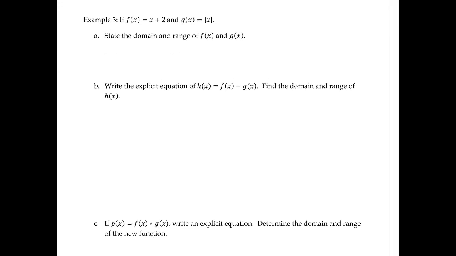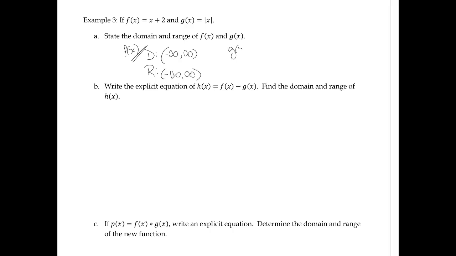So example 3, it's kind of nice. They've both got relatively reasonable domains and ranges. So for f of x, it's a linear relation again. So I've got some very flexible domain and range of negative infinity to positive infinity for both.